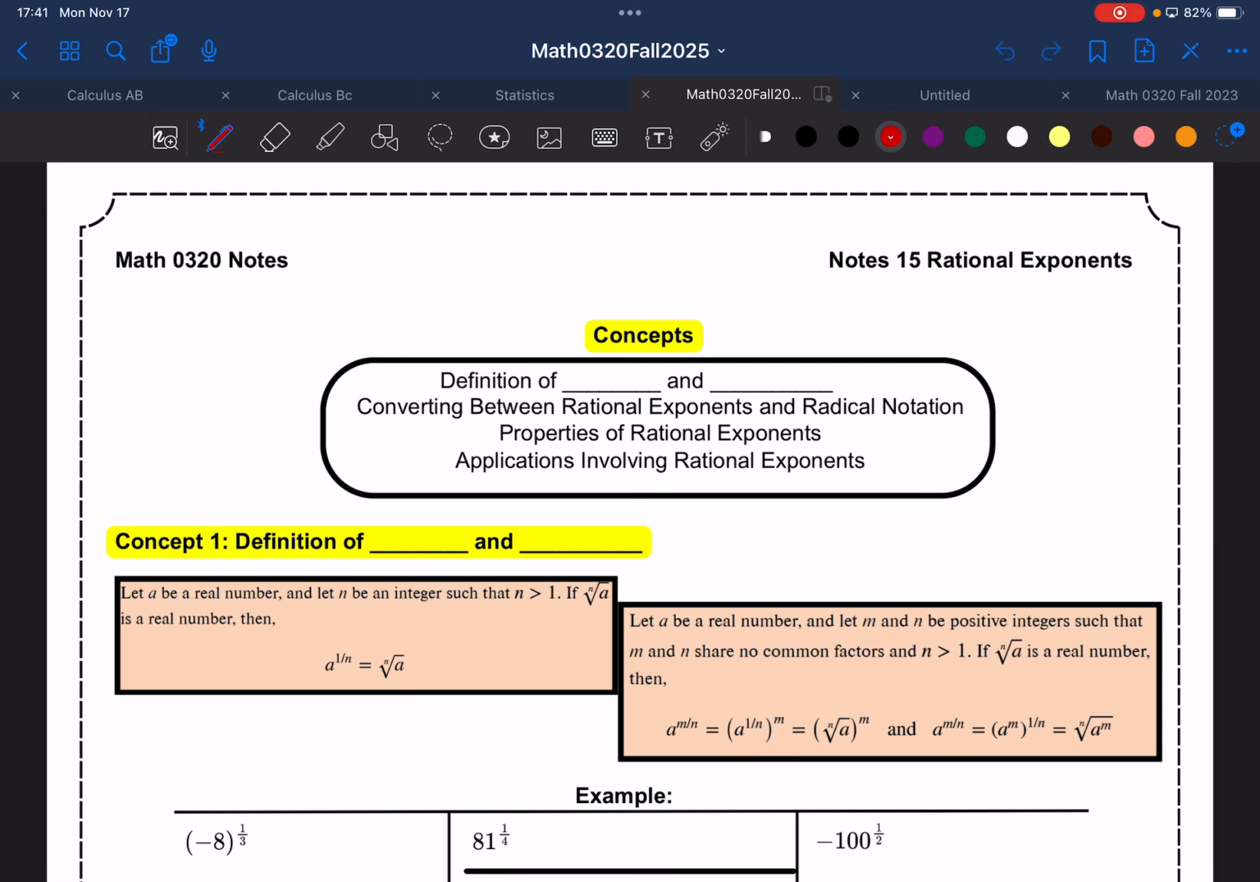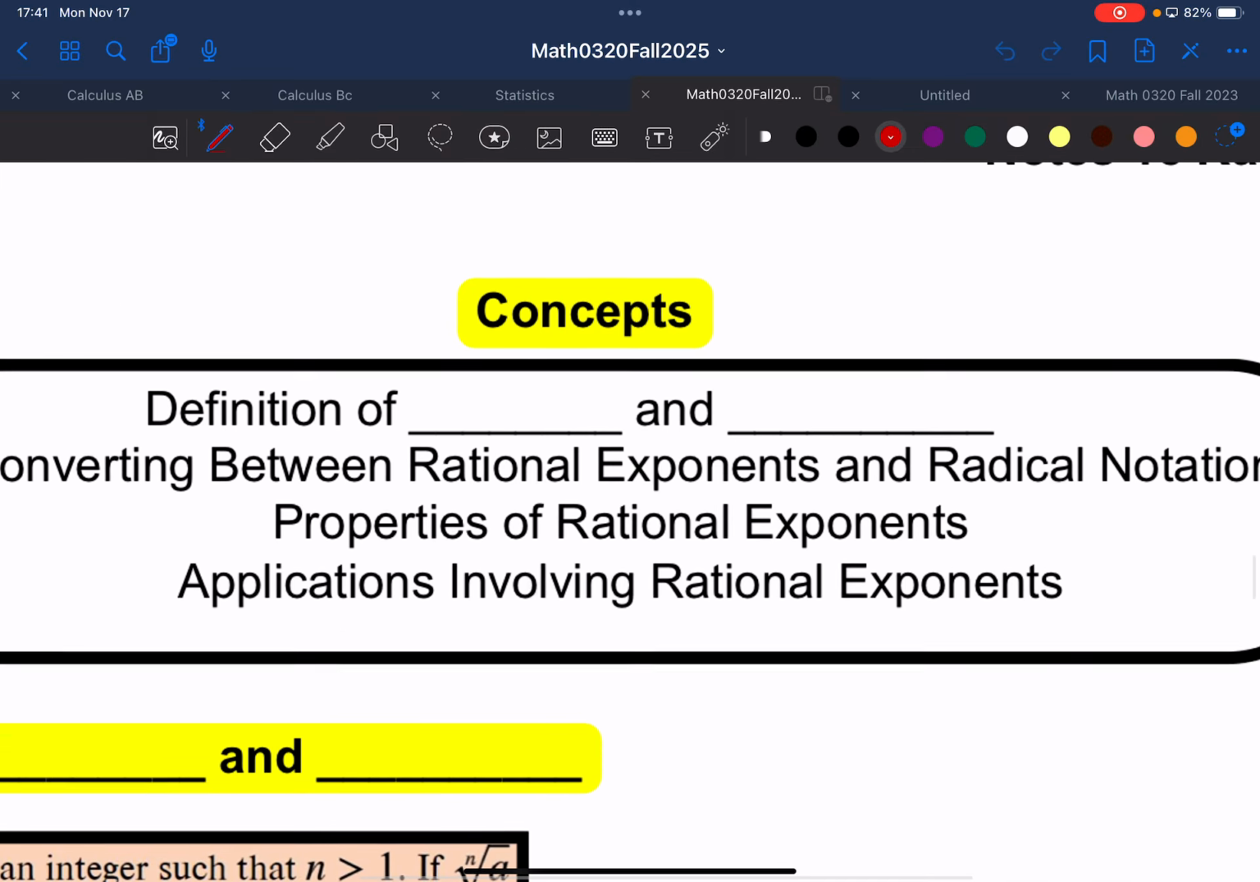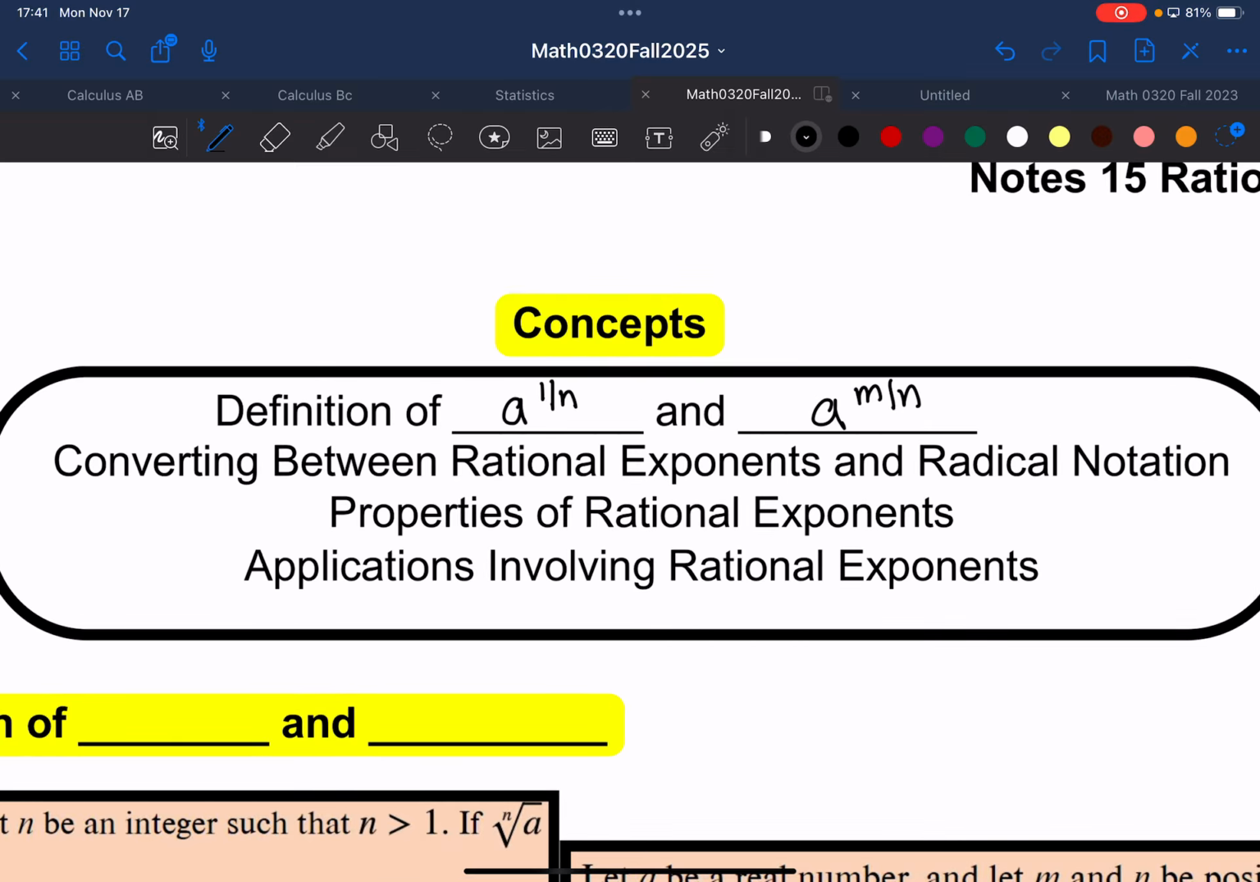So rational exponents. Some of the concepts we're going to look at are the definitions of a to the 1 over n power and a to the m over n power. We're talking all about exponents and how we can convert them to radicals. Remember, radicals are those square roots, cube roots, fourth roots, all the ones that we did on Thursday. We're going to talk about properties of rational exponents and then look at a couple of application problems.